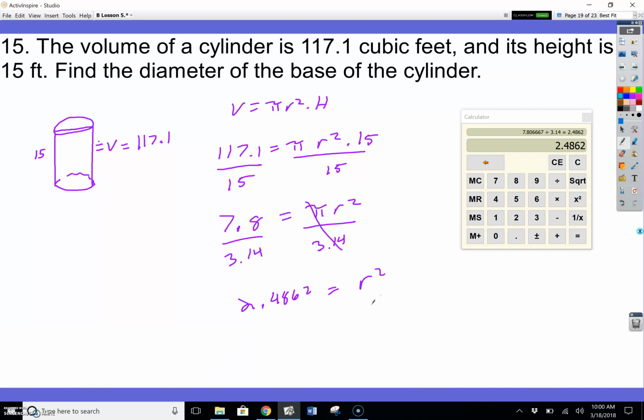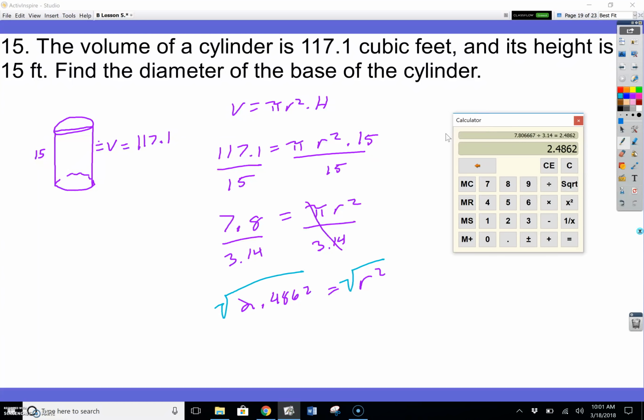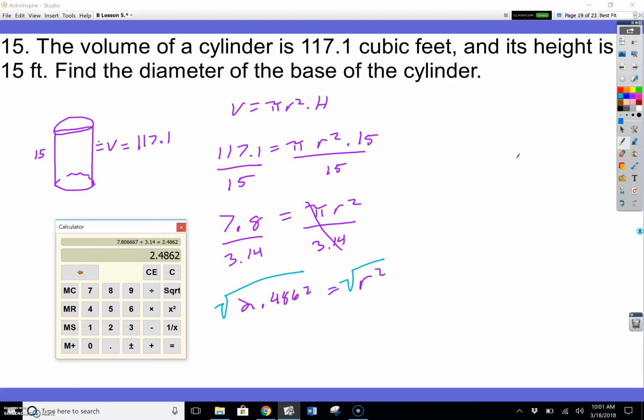Now guys, you have not learned this yet. We are going to use an operation to get rid of the r squared, so it's just r. This is called taking the square root. So a little side note here, what taking the square root is, we are looking for two numbers that are exactly the same that multiply to that number.